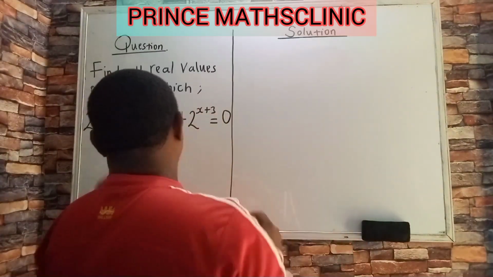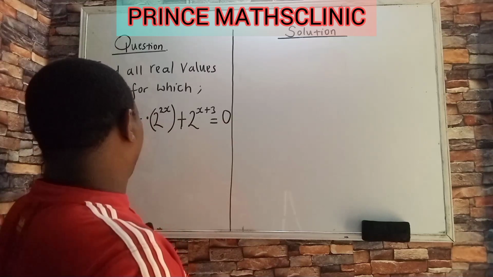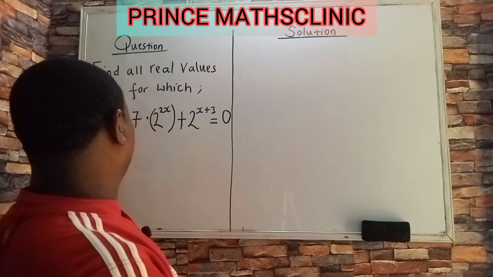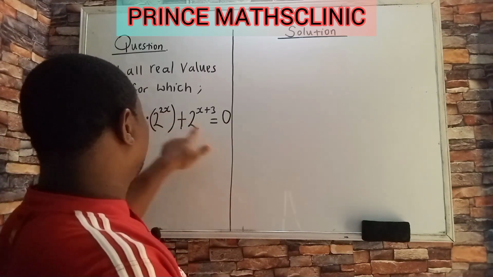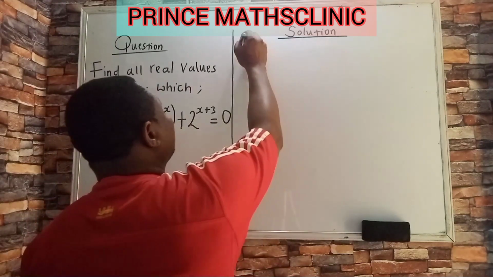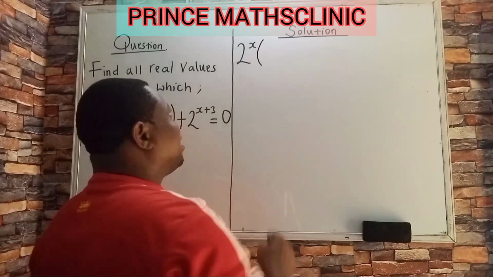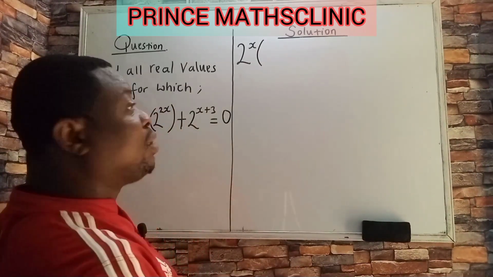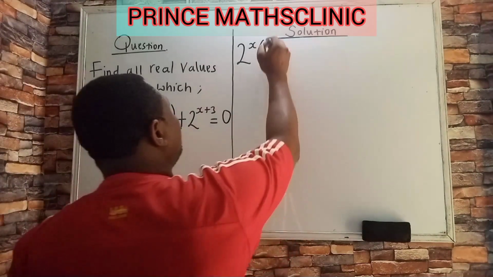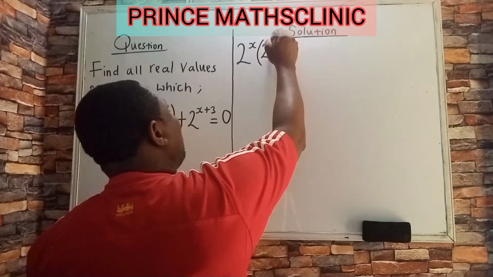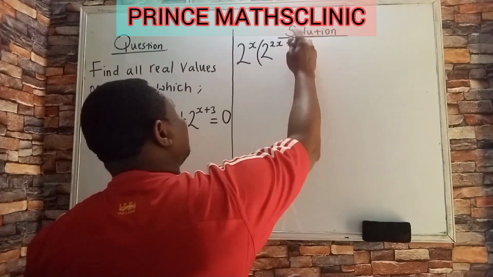Now, I want to factor out 2 to the power of x, because I can factor out 2 to the power of x from this part, from this part, and from this part. So if I do that, I will have 2 to the power of x, open bracket. Now, if I pull out 2 to the power of x from here, what I am going to have will be 2 to the power of 2x plus 1.